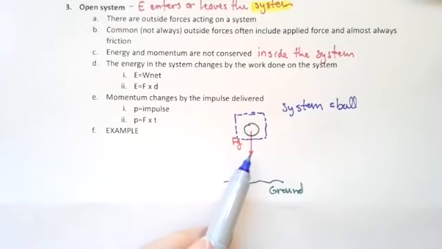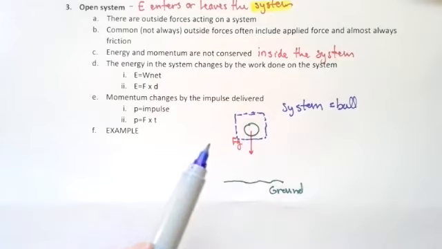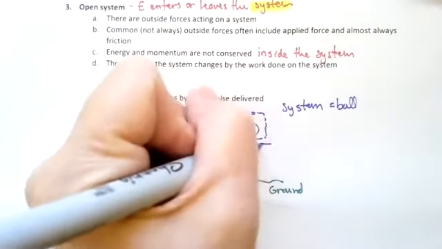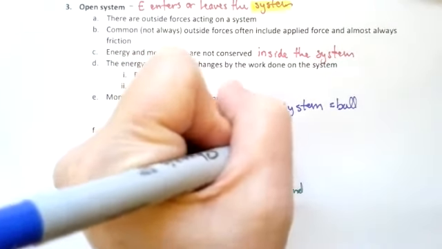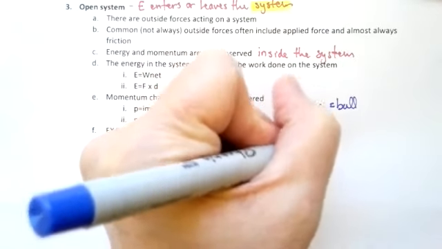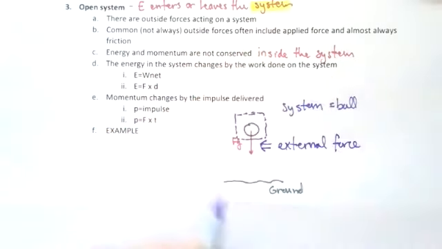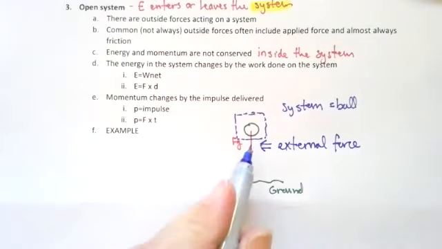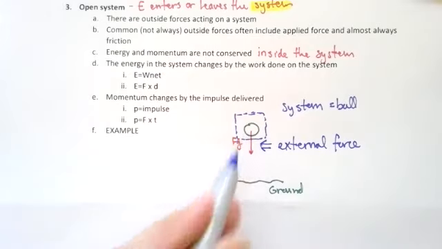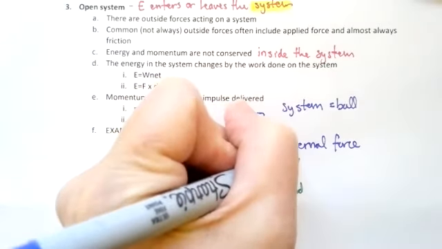This force is now operating outside the system. Because I changed my definition of my system, this is now acting as an external force. I did not include the ground. So this is now an open system, because all of the forces at work are not inside of my system. So we now have an open system.